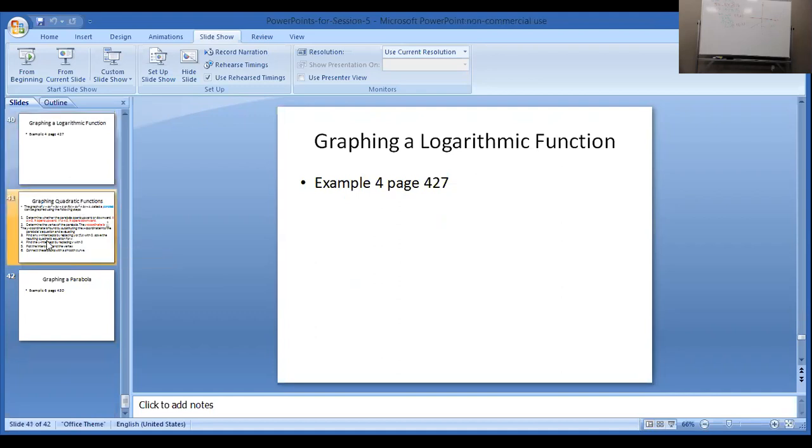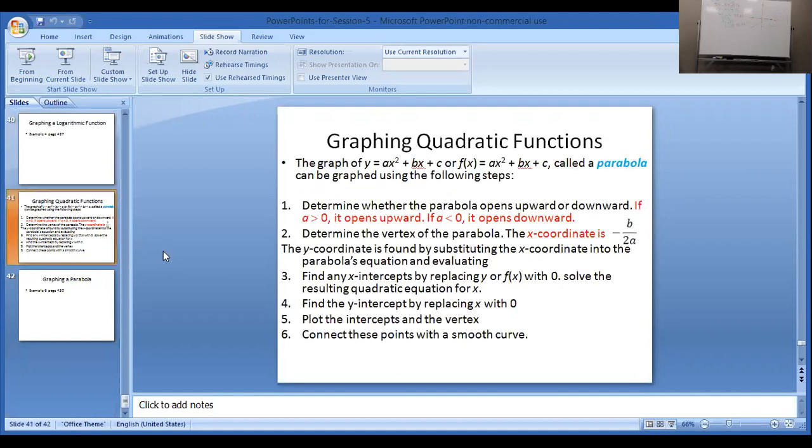Let's go. We're almost done. Graphing a quadratic function always gives us a parabola. When we have f of x equals ax squared plus bx plus c, when you graph it, you get a parabola. Depending on whether a is greater than 0, the parabola will be upward. If a is less than 0, the parabola will be downward.